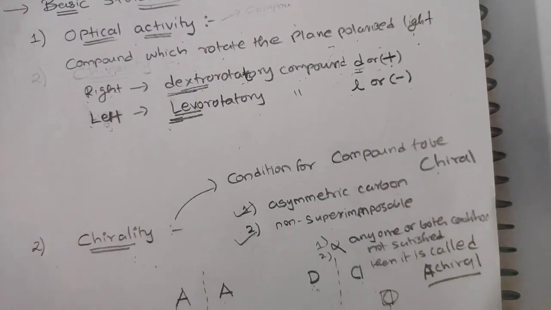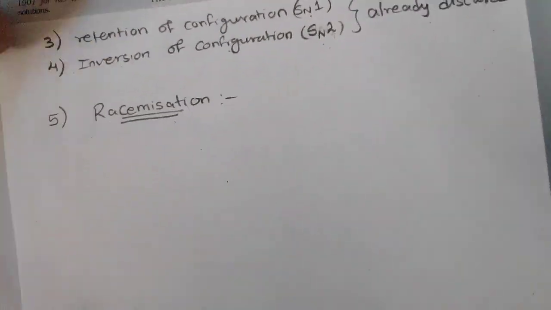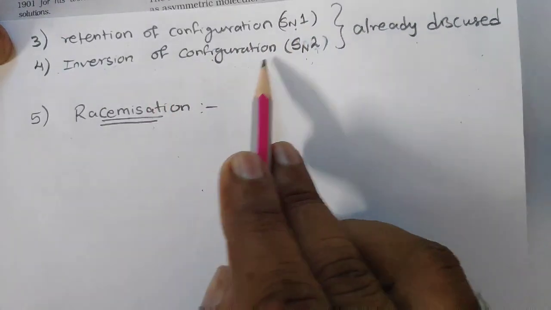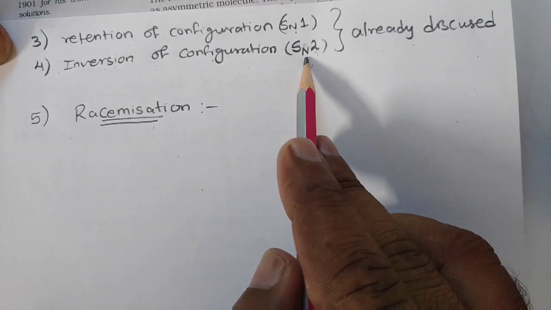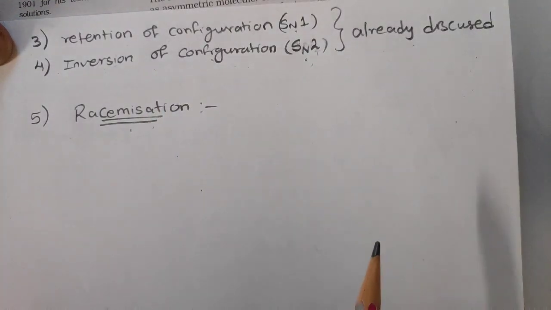So in the next video I will be discussing racemisation. Because retention we have already discussed, right? Inversion of configuration also we have discussed, right? So racemisation is the next topic in the next video, because this video will become very lengthy otherwise.